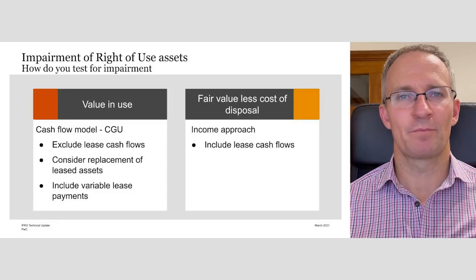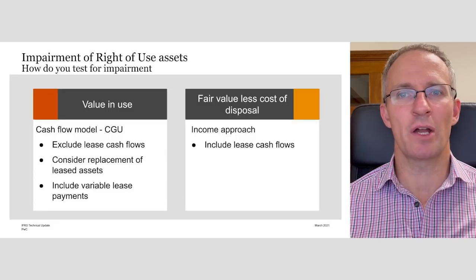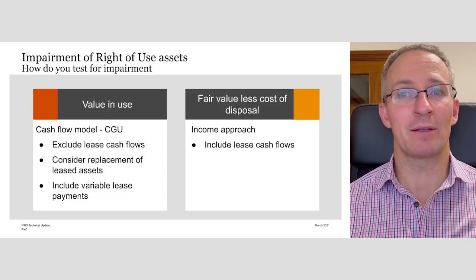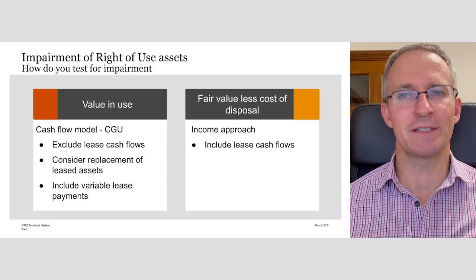So in summary, we now have to test right of use assets for impairment, and this will differ to accounting for onerous leases. Impairment testing will now happen at a lower level and in some industries where there are large portfolios of property leases. And be careful with how you treat lease liabilities, lease cash flows, and lease renewals in impairment tests.